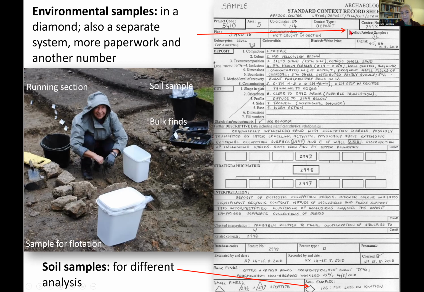But of course, you need to record that you've done that. So there's a place for you to record that you've done it. It has a separate recording system. There's more paperwork and another number that goes in a diamond. You might take smaller soil samples like these ones for separate analysis, and they're recorded down here. And there will be different sampling strategies on every site.